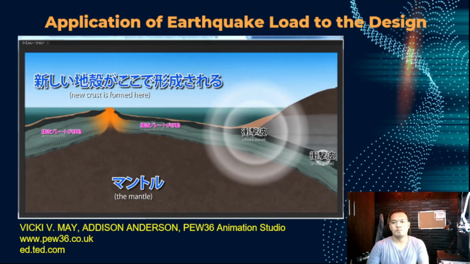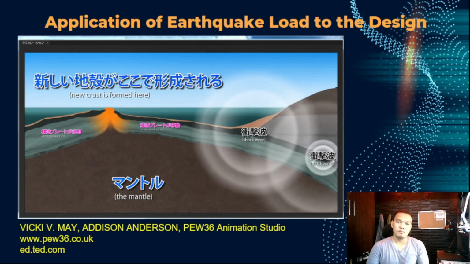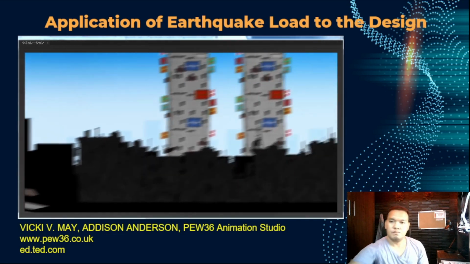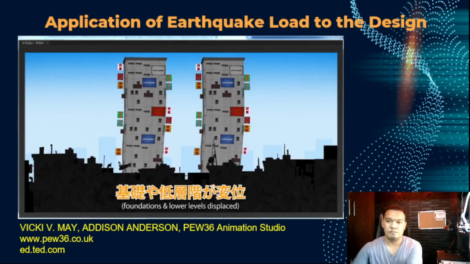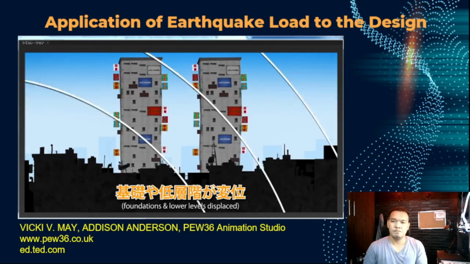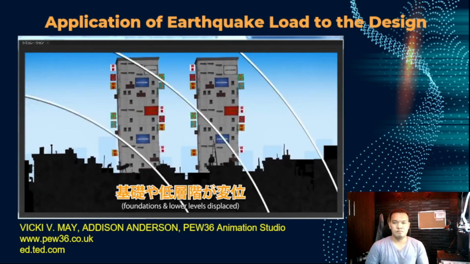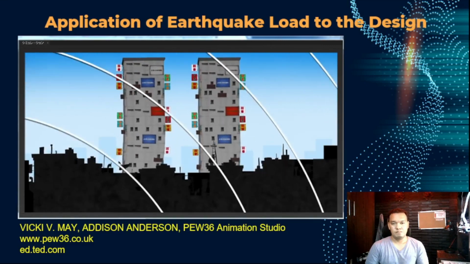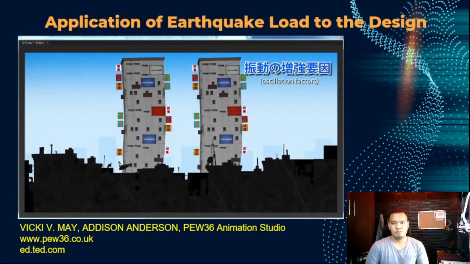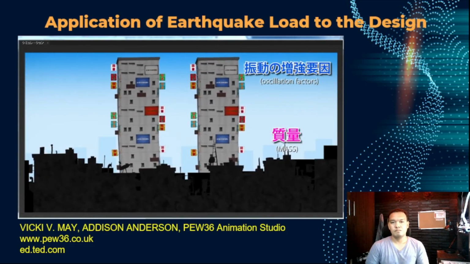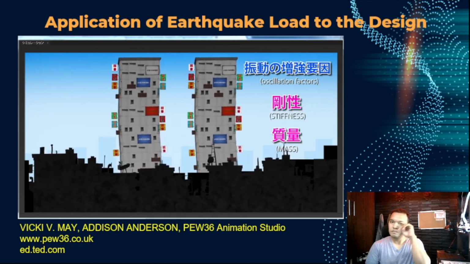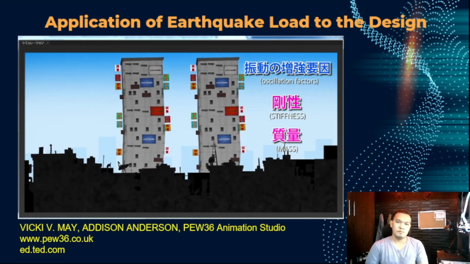Most collapses that occur during earthquakes aren't actually caused by the earthquake itself. Instead, when the ground moves beneath a building, it displaces the foundation and lower levels, sending shock waves through the rest of the structure and causing it to vibrate back and forth. The strength of this oscillation depends on two main factors: the building's mass, which is concentrated at the bottom, and its stiffness, which is the force required to cause a certain amount of displacement.